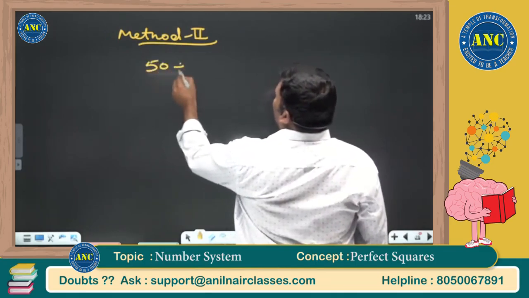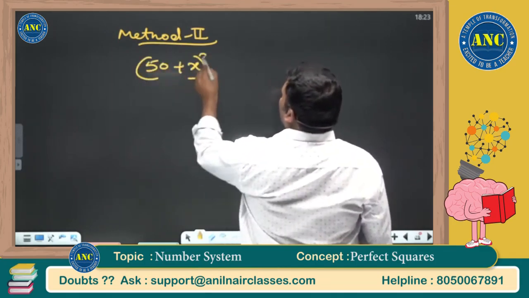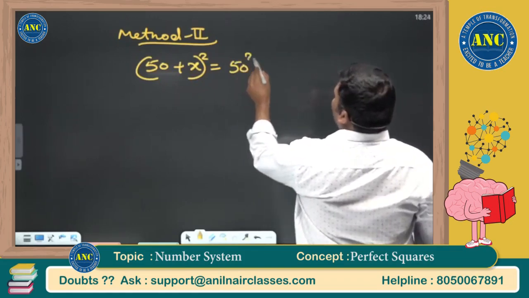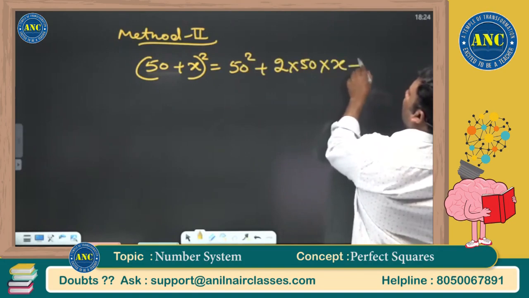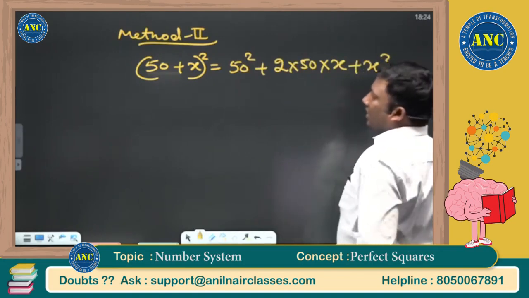Method 2 proof: 50 plus x whole square. If I open this bracket, it is 50 square, plus 2 into 50 into x, plus x square.